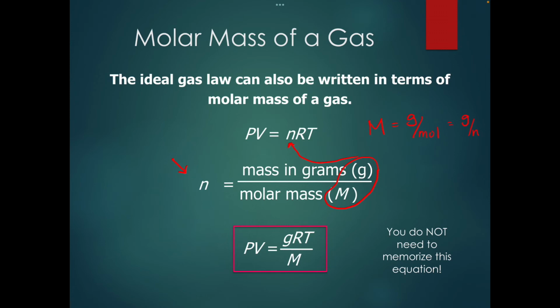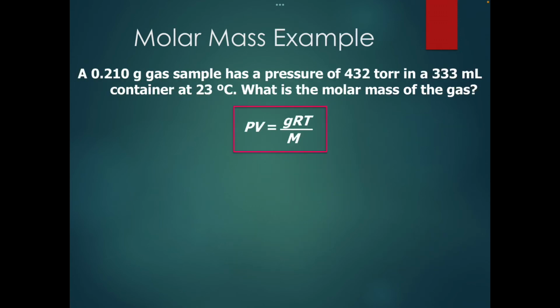And so we can use this new version of our ideal gas law to solve for the molar mass of a gas. You do not need to memorize this equation. I do want you to know PV equals nRT, right? That one I want you to know. So the two equations in this chapter that you're responsible for knowing are the combined gas law, P1V1 over T1 equals P2V2 over T2, and the ideal gas law, which is PV equals nRT. I will give you anything else, like this one, to solve for the molar mass of a gas. You just need to know how to use it.